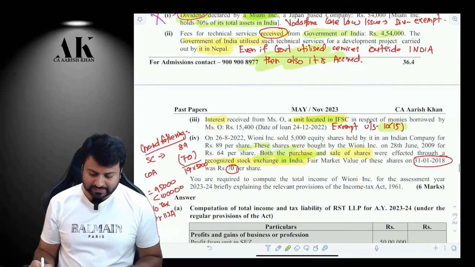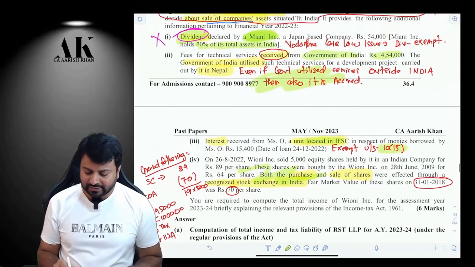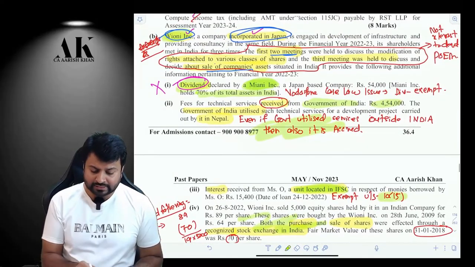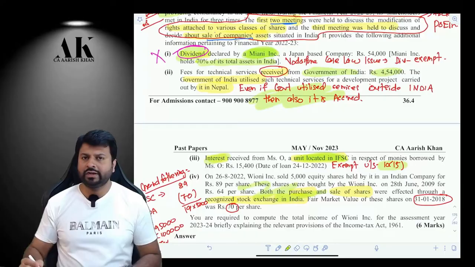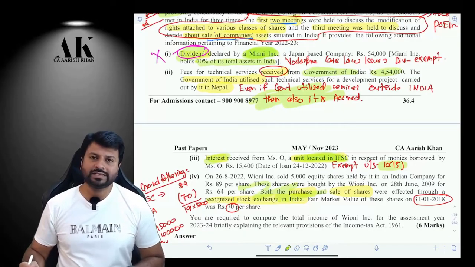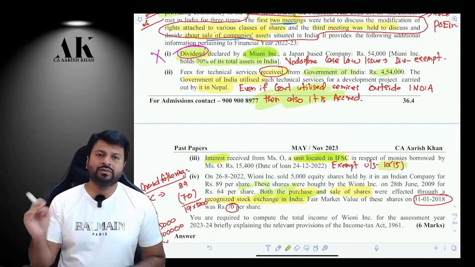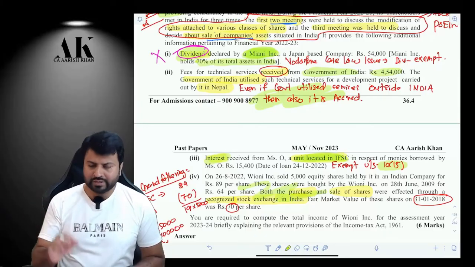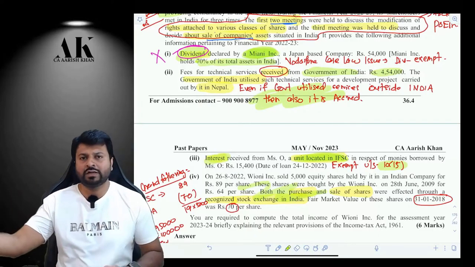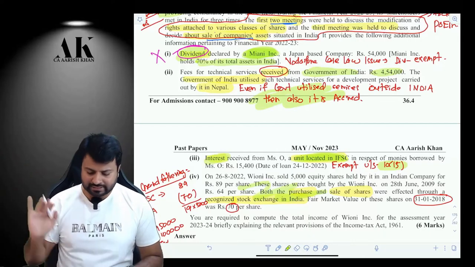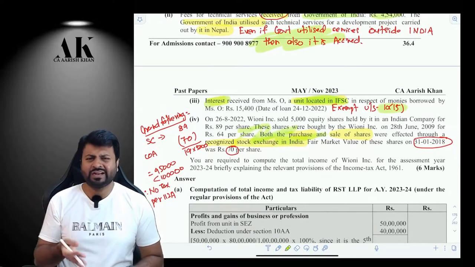Okay. Next. This is a very simple one. There is a unit located in IFSC which has taken some loan from Vioni Inc., and the IFSC unit is making the payment of the loan interest to Vioni Inc. Now, this interest is exempt under section 10(15) on or after 1st September 2019. You can check the provisions of 115A. We have written below that if an IFSC unit pays interest to a foreign company or non-resident, then that is exempt.